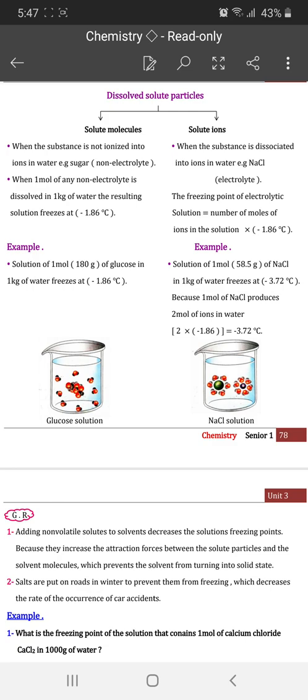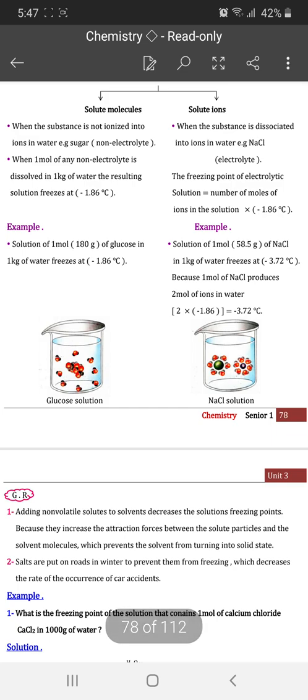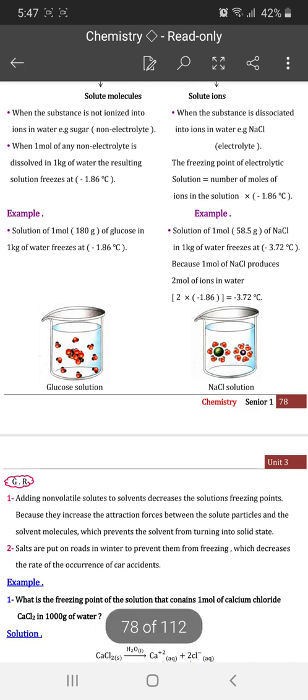For example, the solution of 1 mole, 58.5 gram of NaCl, and 58.5 gram is the molar mass of it, in 1 kilogram of water. We have 2 ions here, right? So it will decrease the freezing point by 2 times negative 1.86, which is equal to negative 3.72.